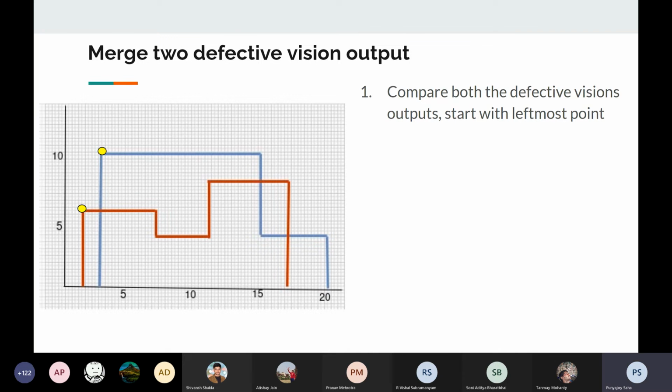part. So similar to the merge algorithm, like merge sort maybe, we start with the leftmost points for both of these defective vision outputs. This is, as I said earlier, from let's say the left side, and this is for let's say the right side, or vice versa. Now the main task for us is to merge this. So what do you think will be the next step?